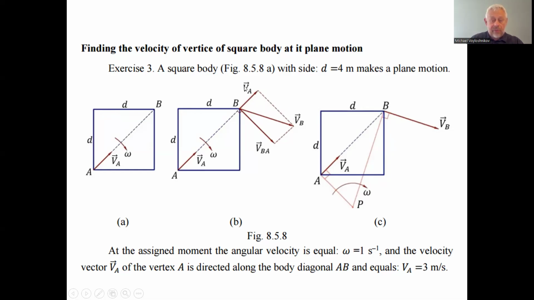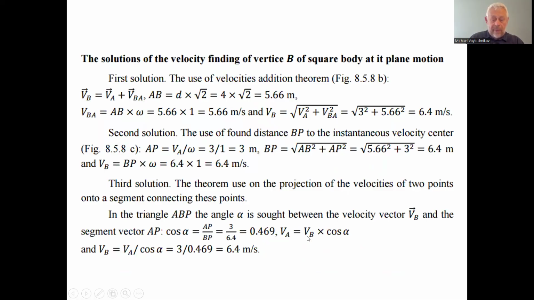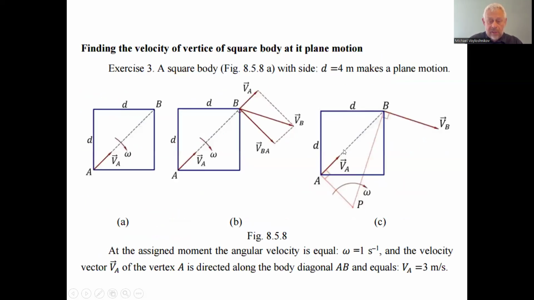So we can find that VB equals VA divided by the cosine of the adjacent angle. This is the diagonal of the right angle triangle, equal to the leg divided by the cosine of the adjacent angle between the leg and this diagonal. We can find the cosine as AP divided by BP. This is 3 meters divided by this distance, 6.4. So we divide 3 by 6.4 and find the cosine of this angle.